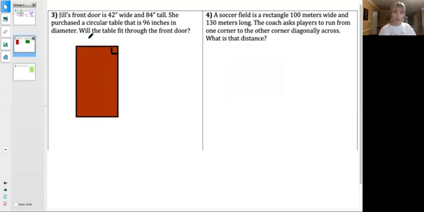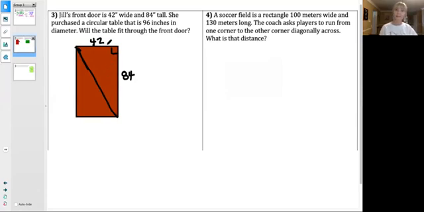Here's what I know about her front door. It's 42 inches wide and 84 inches tall, which, 84 inches is 7 feet. She purchased the circular table that's 96 inches in diameter. Now, I know clearly the table will not fit straight up and down because that's less than 96. It won't fit across because that's way less than 96. So my only hope is if I twist the table diagonally. Will it fit there?